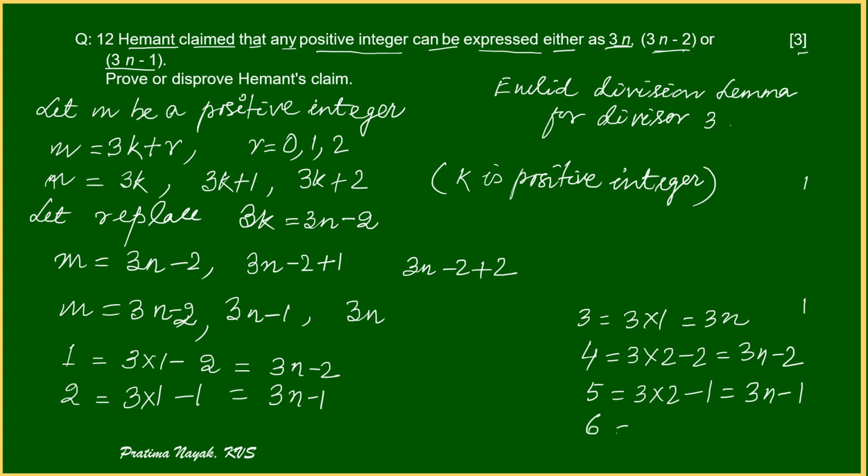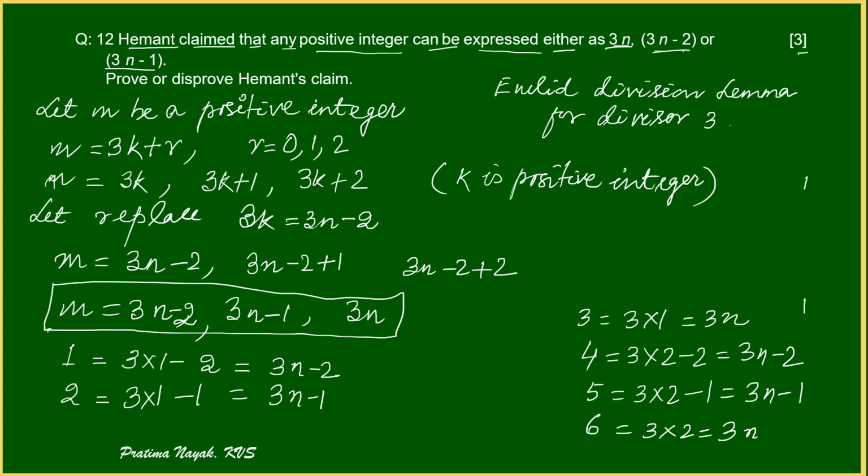Again, 6 can be written as 3 into 2. It will be 3 times n. So any positive integer can be written as 3n minus 2, 3n minus 1, and 3n. So Hemant is very much correct.